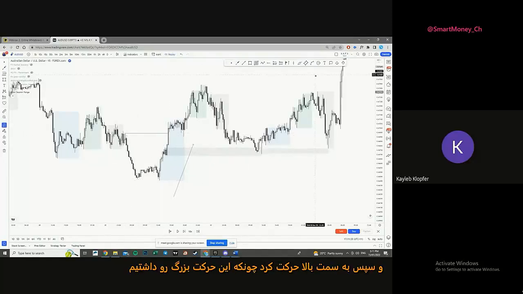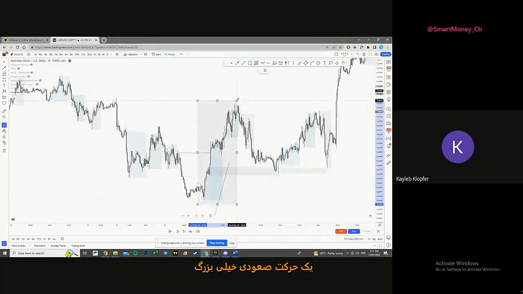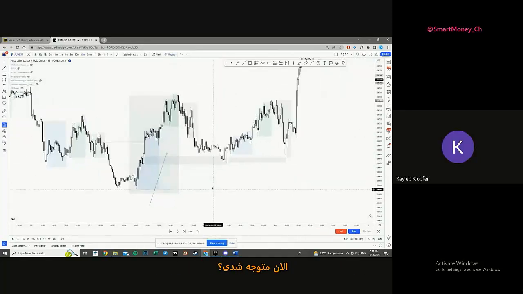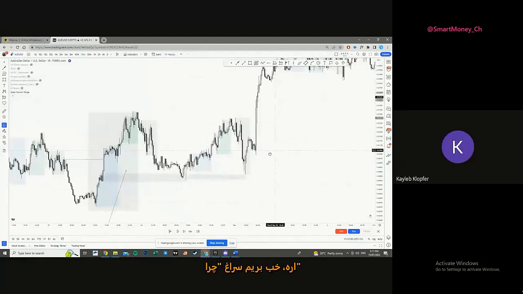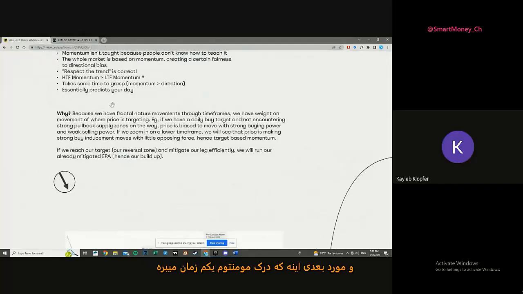And then we had continuations up because we had this big movement here, huge upwards movement. So we want to respect when we see things like that. Okay, does that make a bit more sense? Okay, let's go over the why.